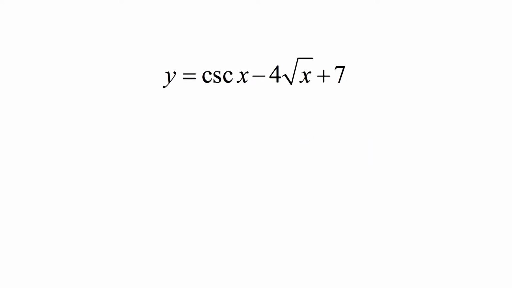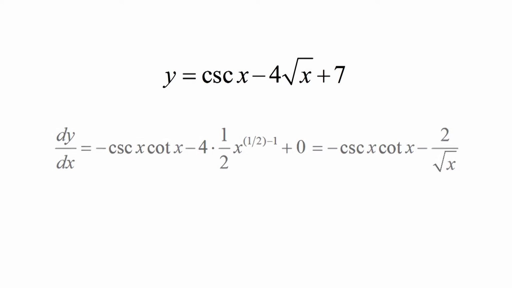As another example, the derivative of y equal to cosec x minus 4 into root x plus 7 with respect to x is dy by dx equal to minus of cosec x into cot x minus 4 into 1 by 2 into x to the power 1 by 2 minus 1 plus 0, same as minus of cosec x into cot x minus 2 by root x.